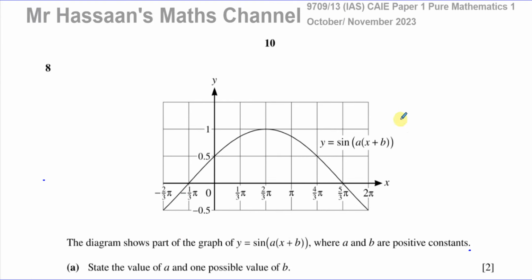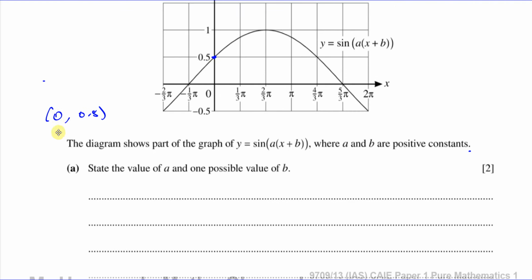Now, algebraically, what we could do here is we could say, okay, let's take y equals the sine of ax plus b. And let's choose a pair of coordinates that are easy to use from our graph. So for example, I can choose this point. That's a nice easy one. That's 0 and 0.5. So if I use this point, 0 and 0.5, let me take it down here and do it properly in the space that I have.